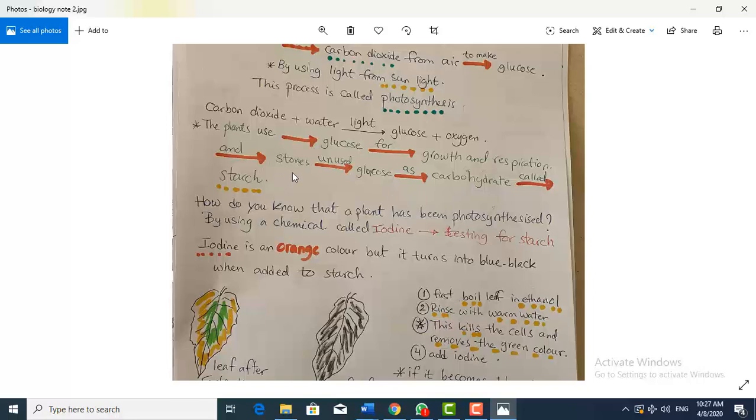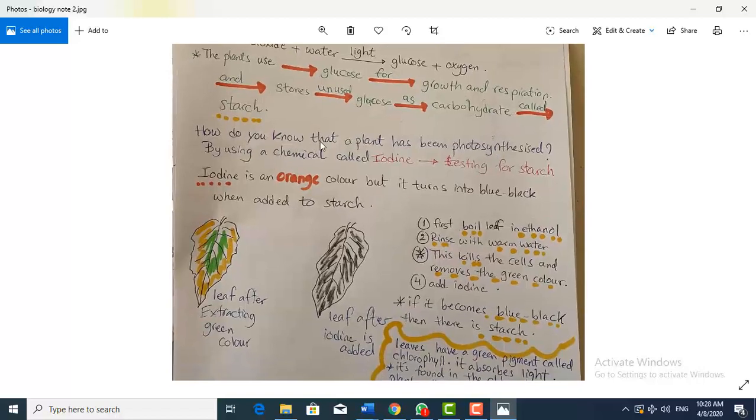Remember the previous class when we said that human beings use glucose as a source of energy for the body, and the unused is stored in the liver and the muscles as what? As glycogen. And the other spare one is stored as fat. Here, the plants use the glucose for growth and respiration, and they store the unused glucose as carbohydrate, which is called starch.